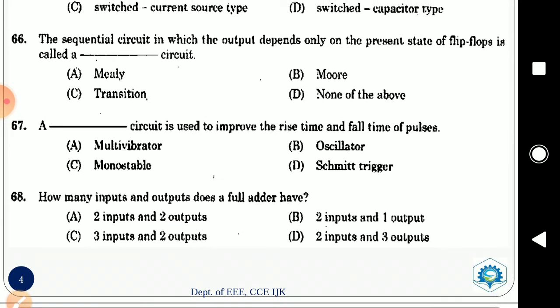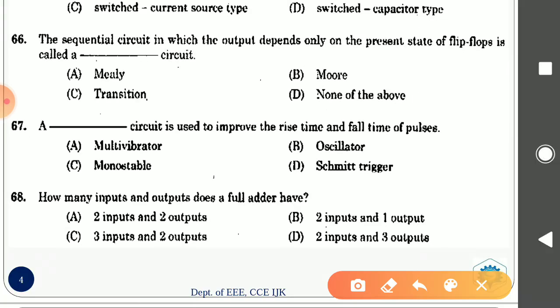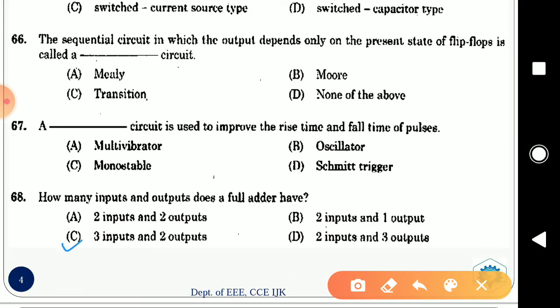Next, you have question 68. How many inputs and outputs does a full adder have? A full adder consists of 3 inputs and 2 outputs. The 2 outputs are sum and carry. A half adder will have 2 inputs and 2 outputs only.